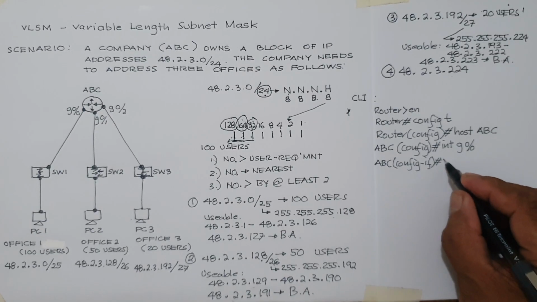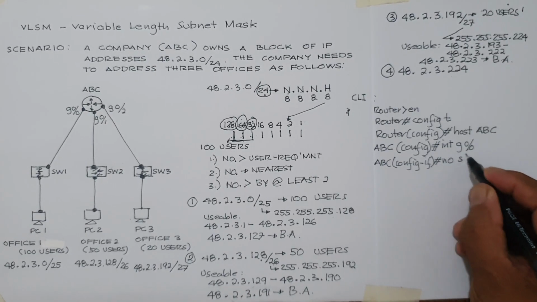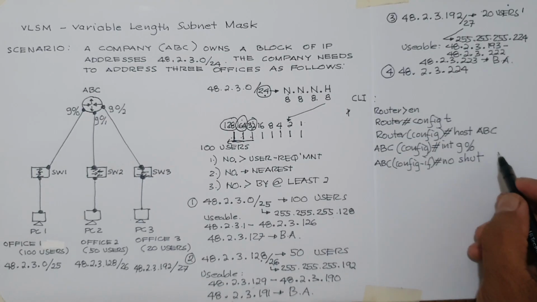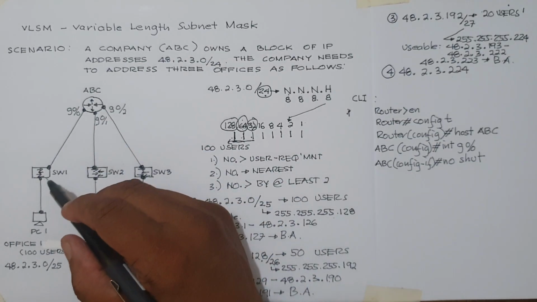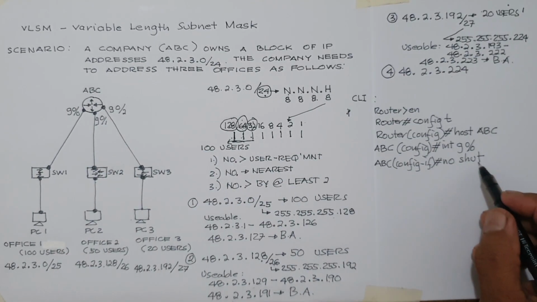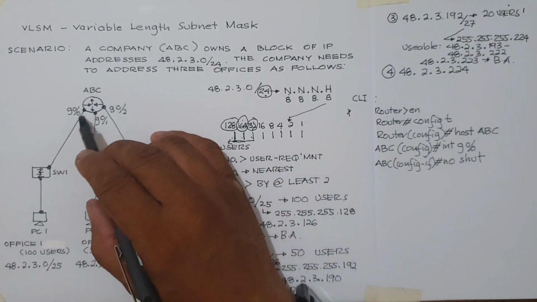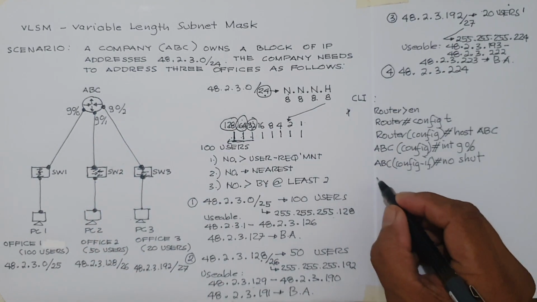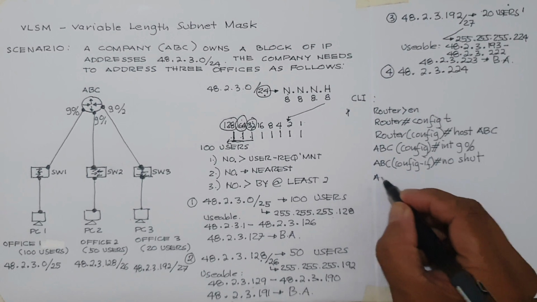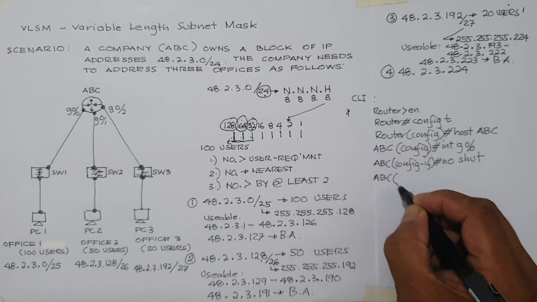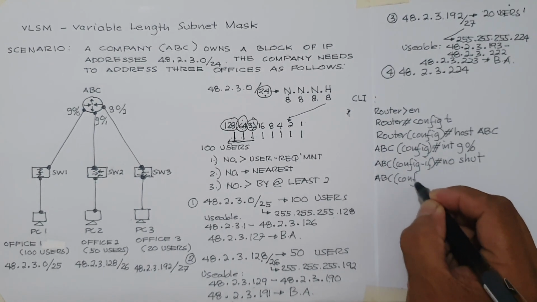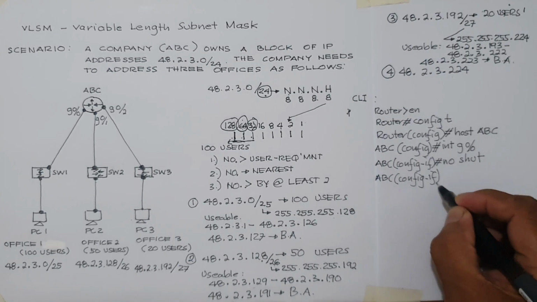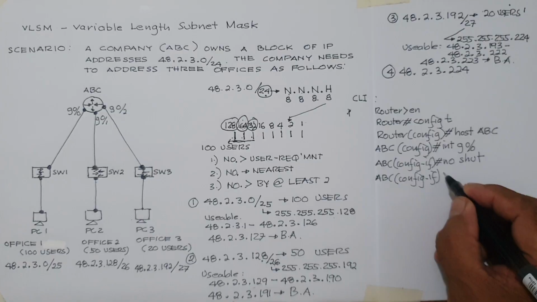You just issue the command no shut, and as you press enter, this one turns to green, indicating that the state of this interface is now up. Okay, then press enter. That would still be in the interface mode.